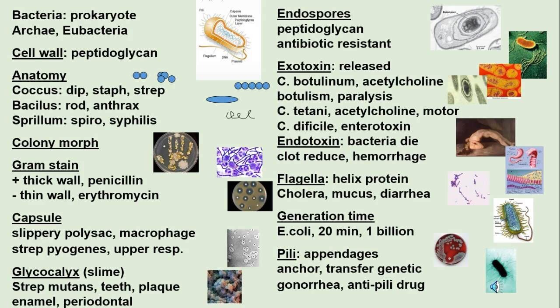How does bacteria move? Does it have a flagella? If so, we look at something scary like cholera. Generation time, the champion, E. coli. How fast can you reproduce? That's the generation time. Finally, pili. These are anchoring devices, but they're also used for transferring genes. But scientists have found ways to block the pili in cases such as gonorrhea.